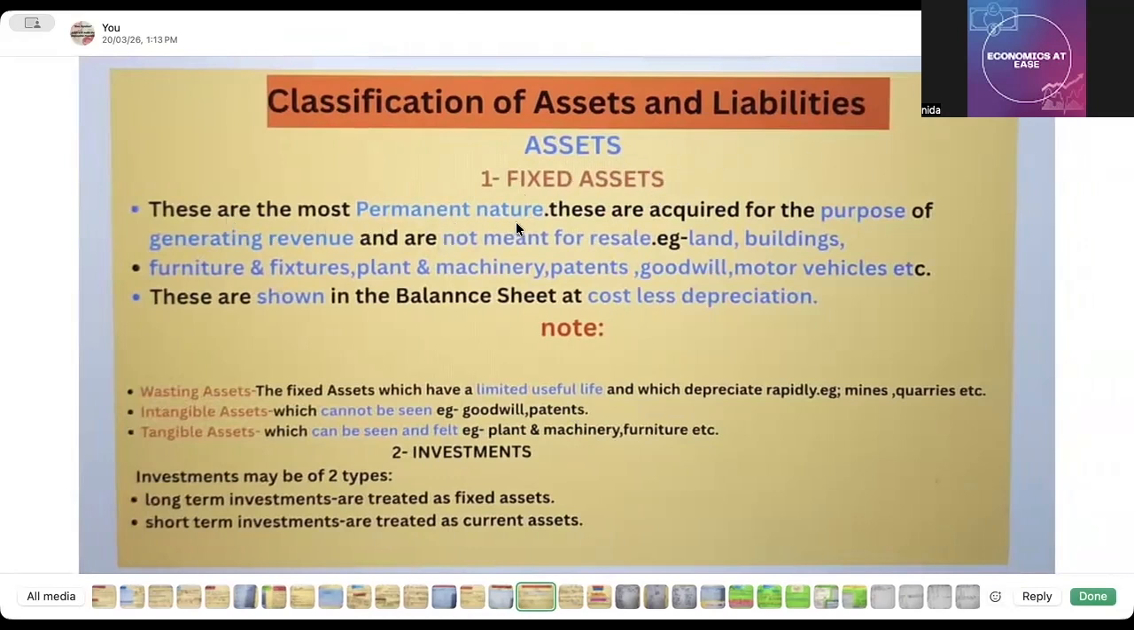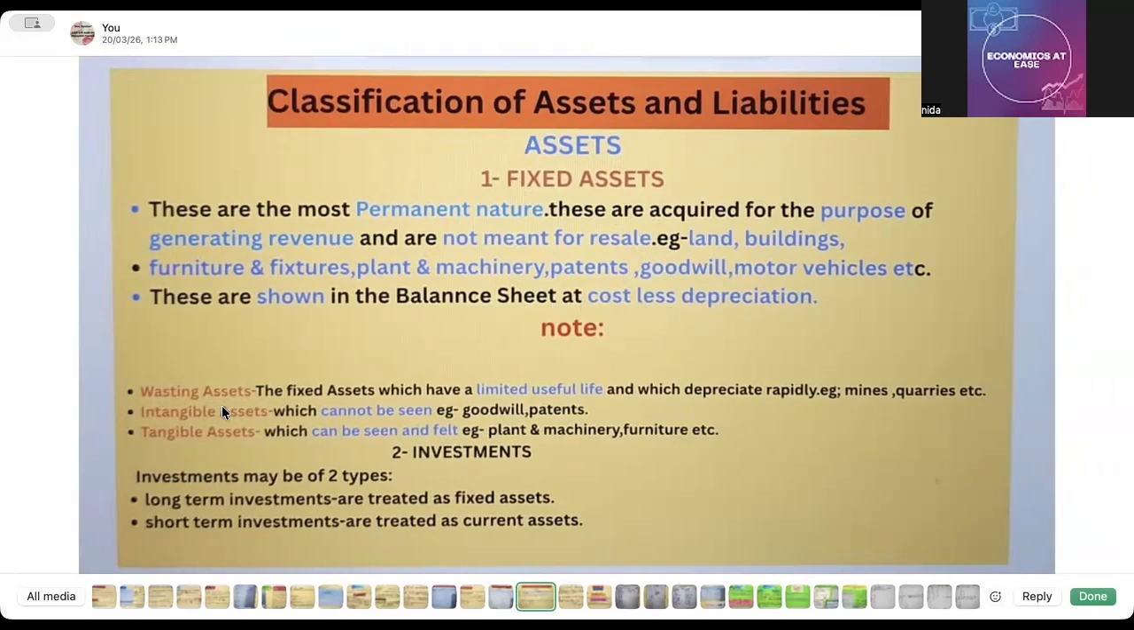these are the most permanent nature. It means they are not for the resale purpose. These are required for the purpose of generating revenue and not meant for resale. Example, land, building, machinery, furniture, plant, patents, goodwill, motor vehicles, etc. Right? So these examples you should know. और इसमें कभी-कभी पूछा भी जा सकता है, what do you mean by this? Then these are shown in the balance sheet at cost less depreciation.